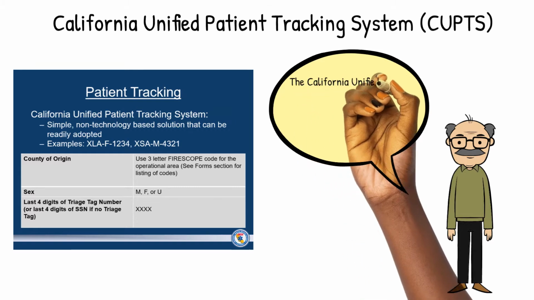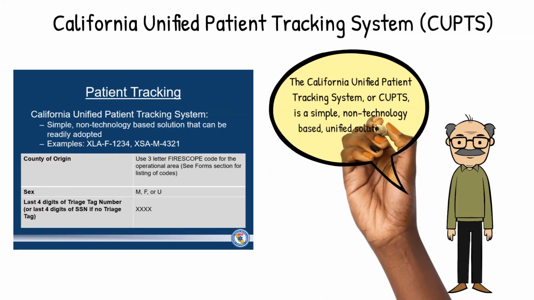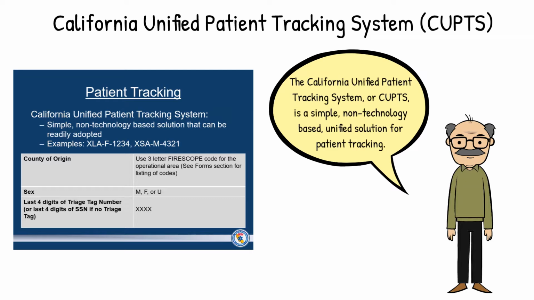And essentially what this does is it starts with a simple non-technology based solution for tracking, and it's essentially a very simple numbering system. So we take the county of origin, and there's a fire scope code for each county. So it starts with an X, and then it's LA or SA, or Alameda County would be XAL. And then we do male, female, or unknown, and then the last 4 of the triage tag number. Put those numbers together, and that's the CUPS number.